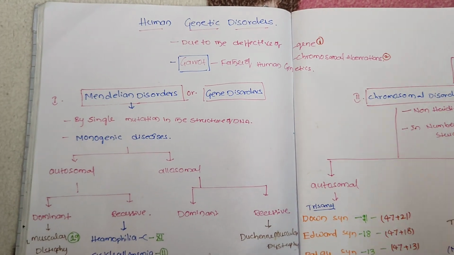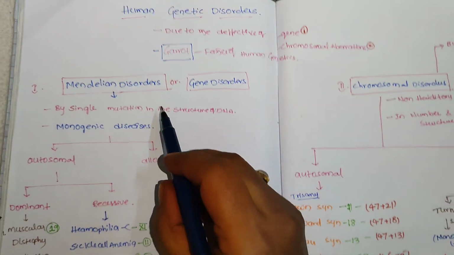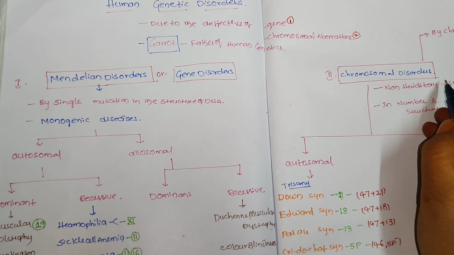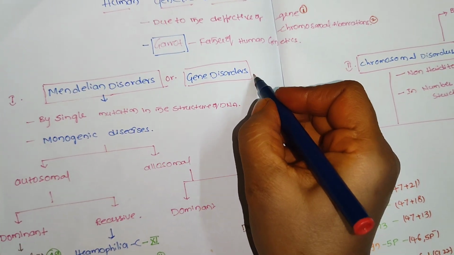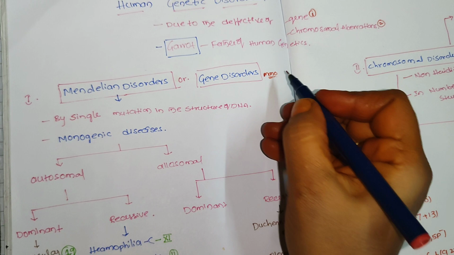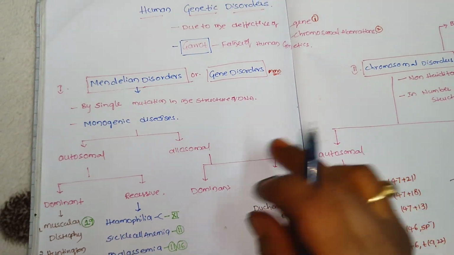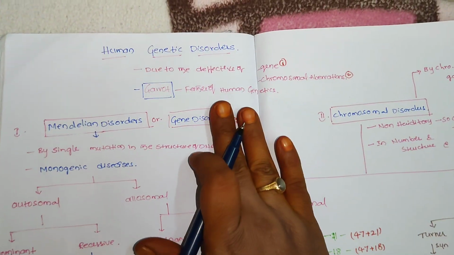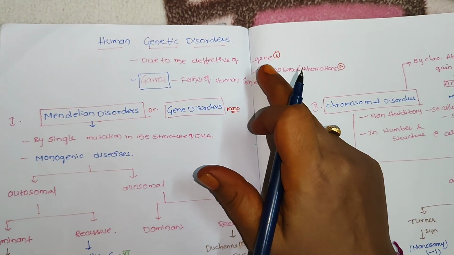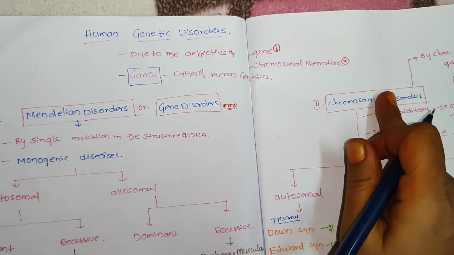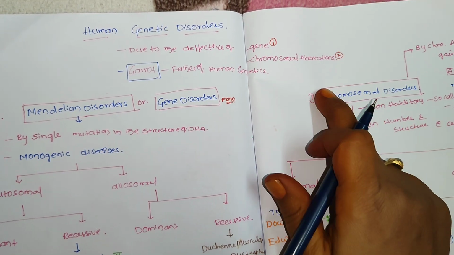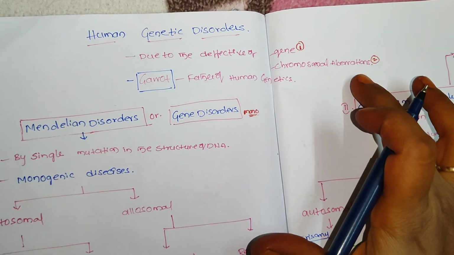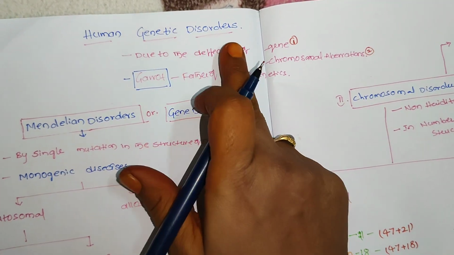Human genetic disorders are of two types: Mendelian disorders or gene disorders, also called monogenic disorders, meaning a single gene is changed by mutation, and then chromosomal disorders. First we will see Mendelian disorders, then move to chromosomal disorders. Basically, human genetic disorders are based on a defective gene, or on chromosomal aberrations or non-disjunction of chromosomes at the time of cell division. These are the two parameters that cause genetic disorders.